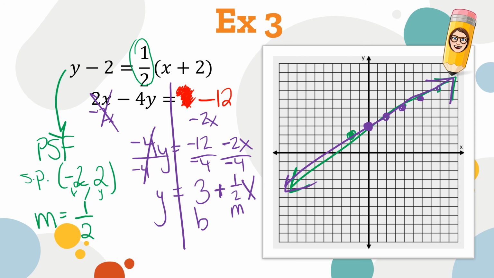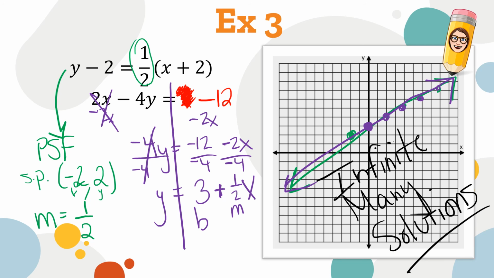We're crossing forever. So I had you change that so we could make sure that you have an example of what infinitely many solutions looks like, meaning every point and tiny point, exact point crosses. So infinitely many solutions.